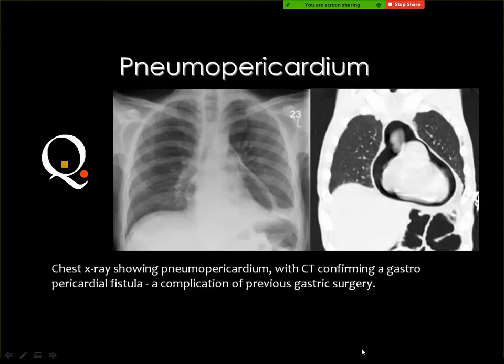Pneumopericardium. Yes, and this is pneumopericardium, and they said that it is due to gastropericardial fistula from previous surgery, but it's just enough to say that this is pneumopericardium.